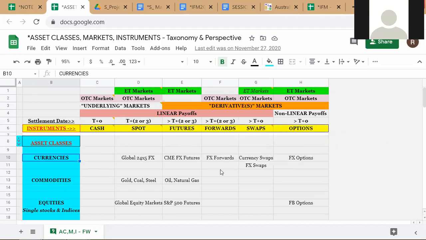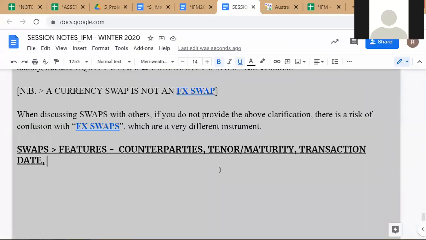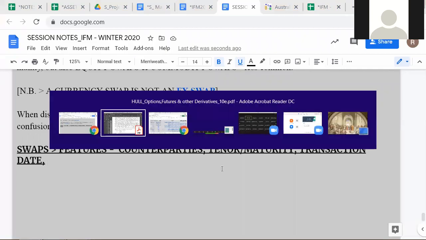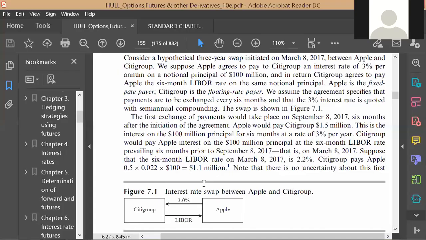So swaps are a type of contract. Let's look at some of the contractual obligations that exist in the case of a swap. You have a transaction date. Now let's look at some of the contractual obligations. What do they say? Notice it's a 3-year swap, okay? And now it has a notional principal, okay?